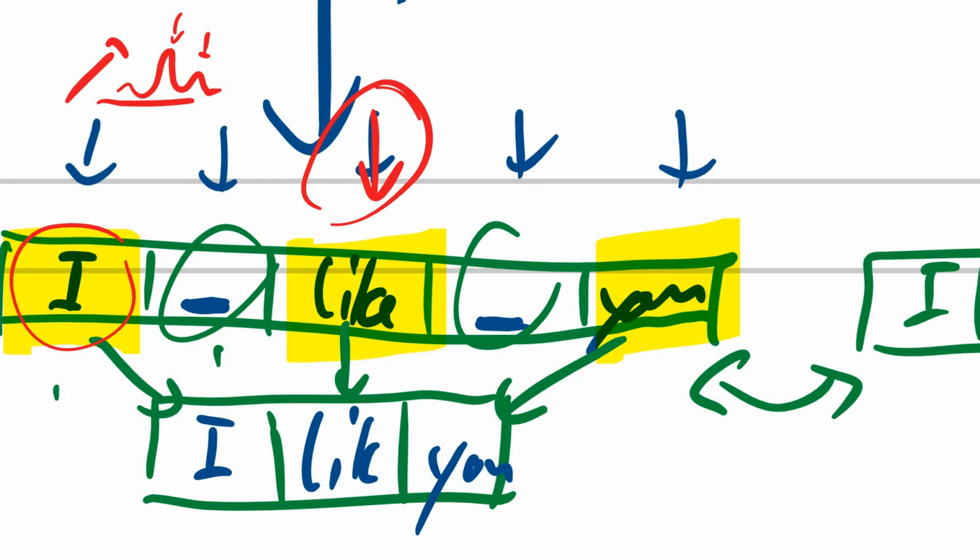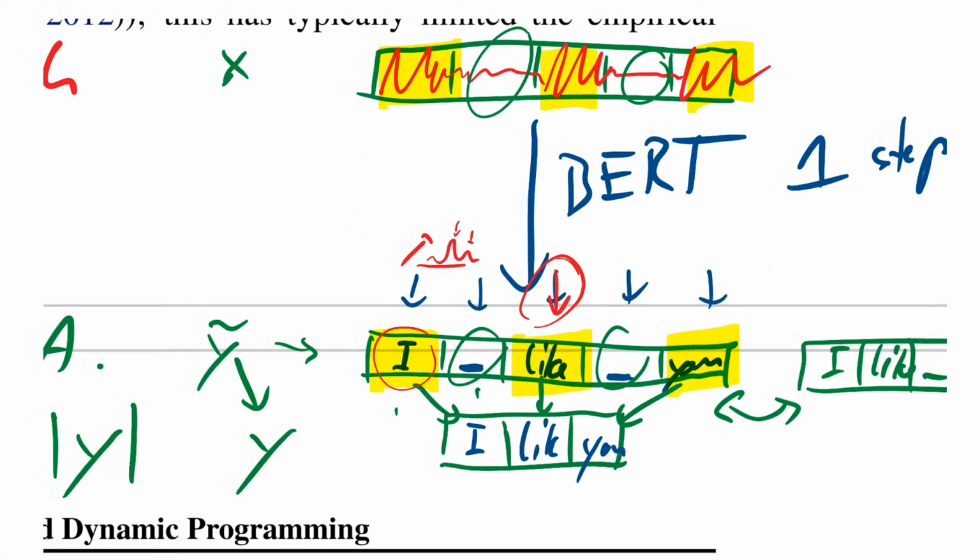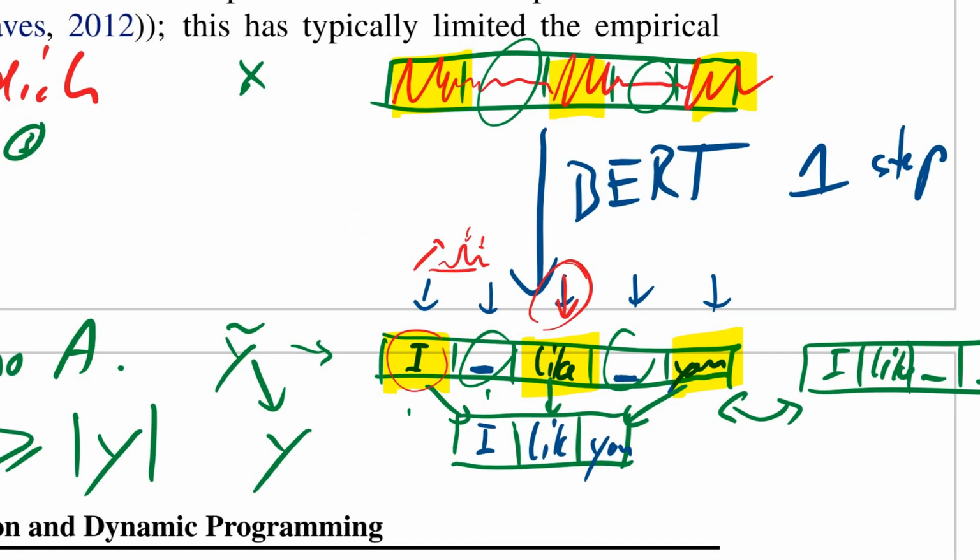So this one-step process is pretty quick, but it has the drawback that there are these conditional independence assumptions. And again, I invite you to watch the XLNet video if you want to dive more into this problem.